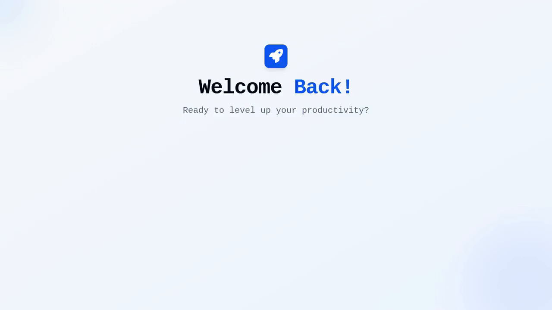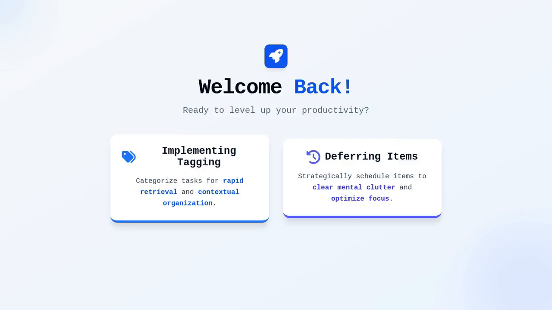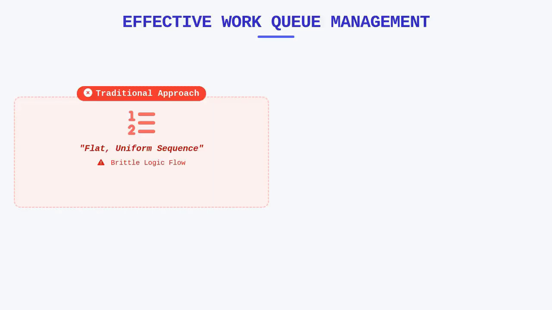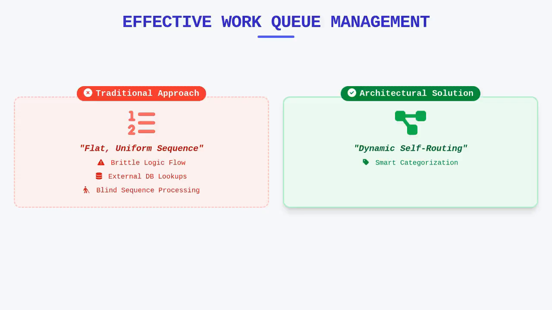Welcome back, and let us now explore how to implement tagging and deferring items to enhance your work queue management. Effective work queue management is rarely about processing a flat, uniform list of tasks in a blind sequence. In any non-trivial automation scenario, you will encounter situations where transaction items need categorization, special handling, or temporary reprioritization based on the state of the target application.